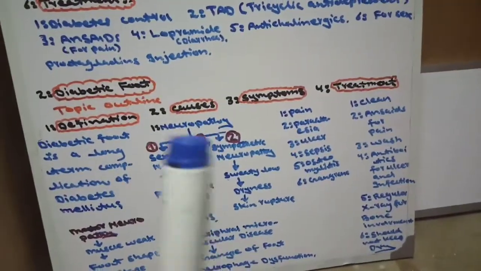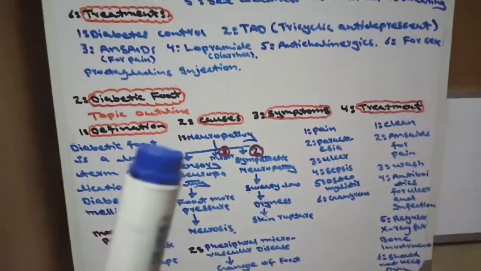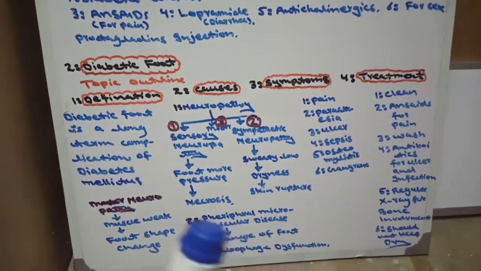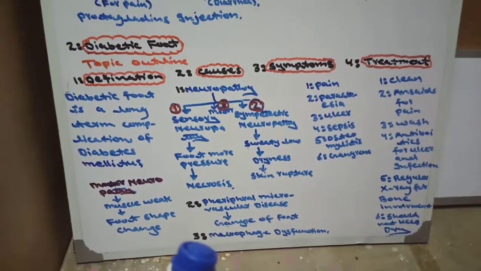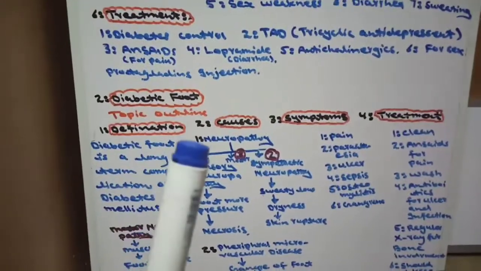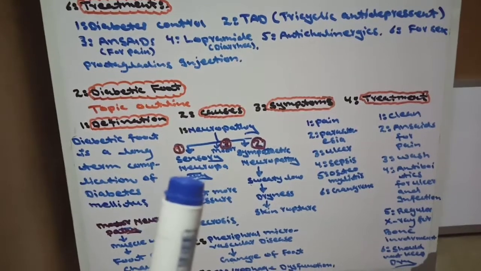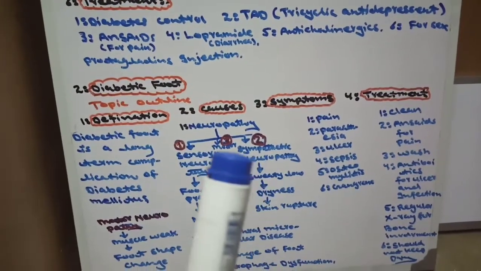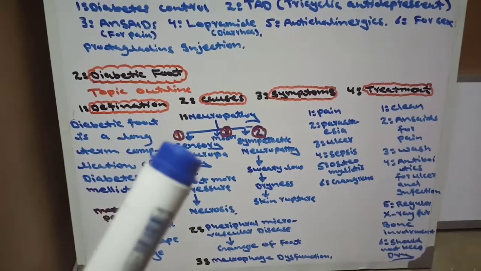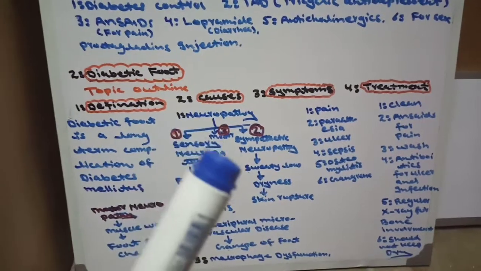Number 2, come to the causes. There are 3 main causes of diabetic foot. Number 1, neuropathy. Number 2, peripheral microvascular disease. And number 3 is macrophage dysfunction. Now first, neuropathy. We divide neuropathy into 3: sensory neuropathy, sympathetic neuropathy and motor neuropathy. Now we study each neuropathy mechanism in detail.